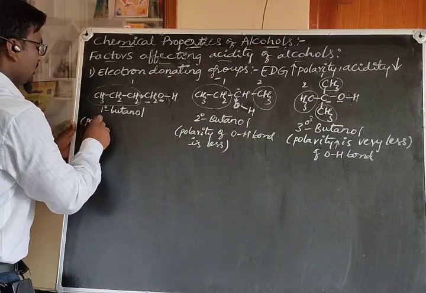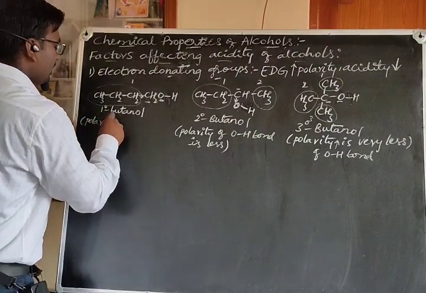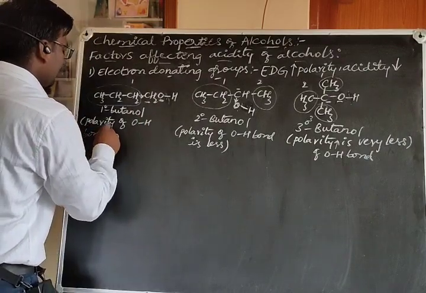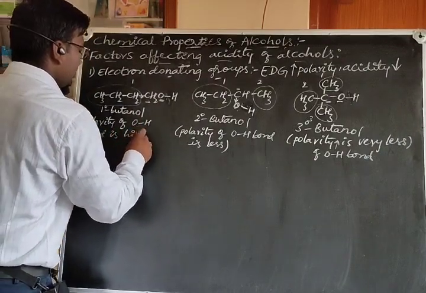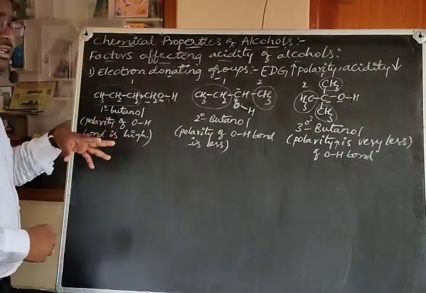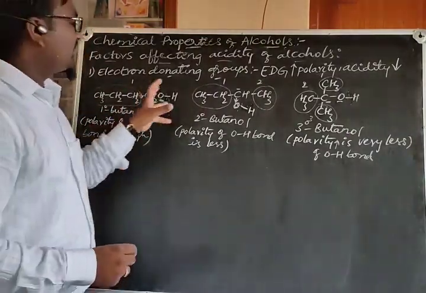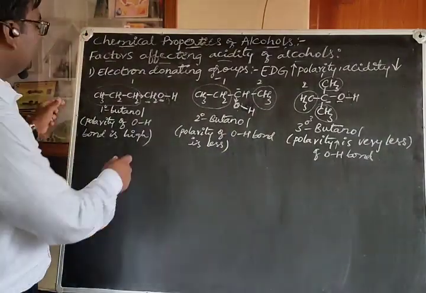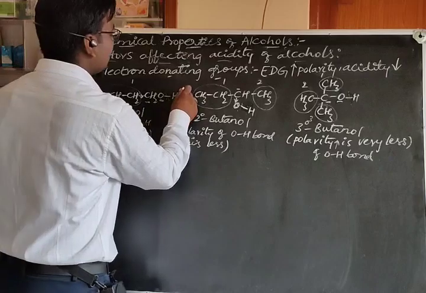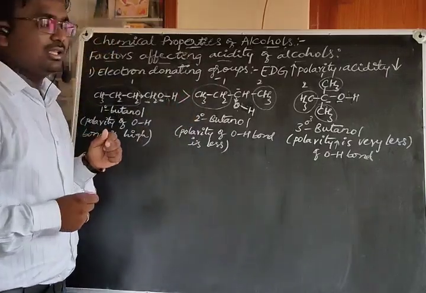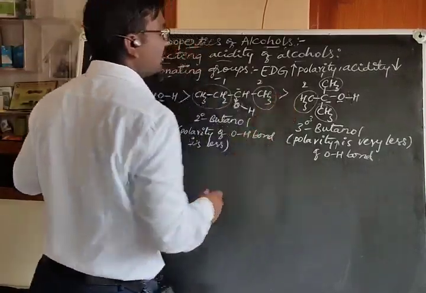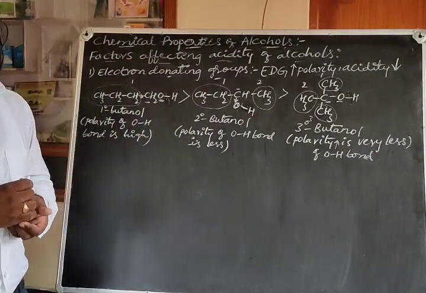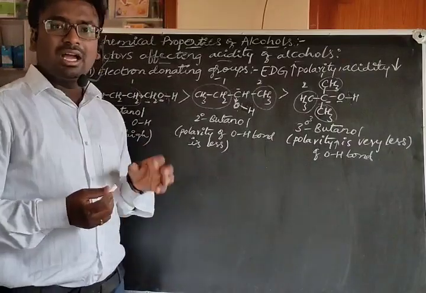Here you can see that the polarity of the OH bond is high. Among these three, that is primary, secondary, and tertiary alcohols, where there is a high polarity in this molecule, hence this is more acidic. So this all works very well in the aqueous medium.